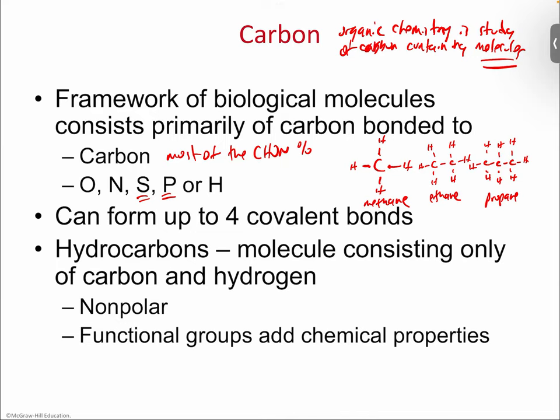If you have four carbons in a row, that's butane, five, pentane, six, hexane, heptane, octane, nonane, decane, dodecane, and so forth. But let's back up for a second. I said octane, right? How many carbons are in the octane chain? Eight. Have you ever seen the term octane before?